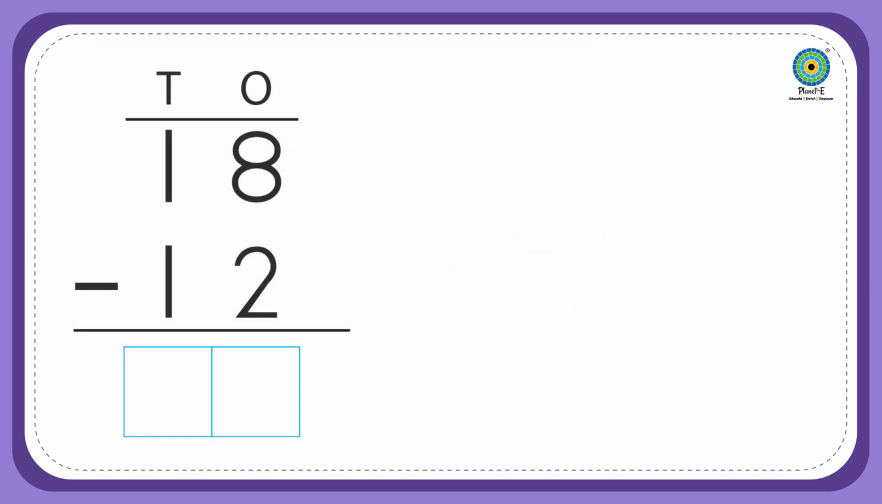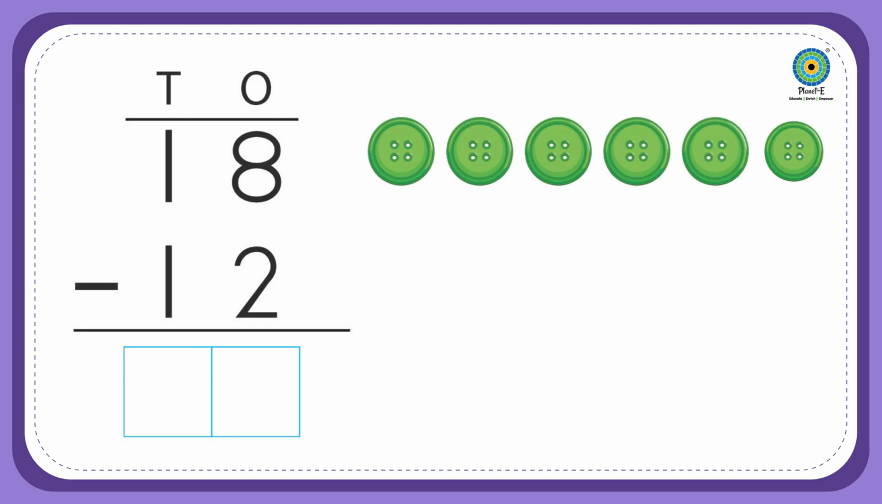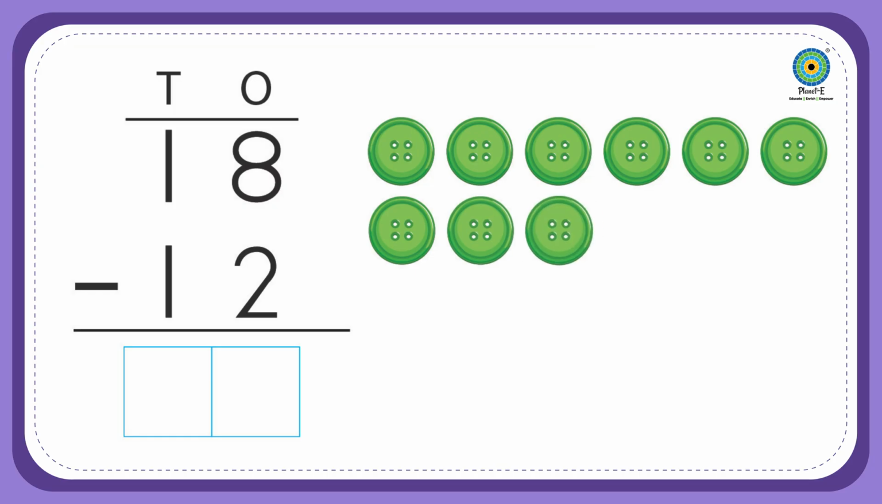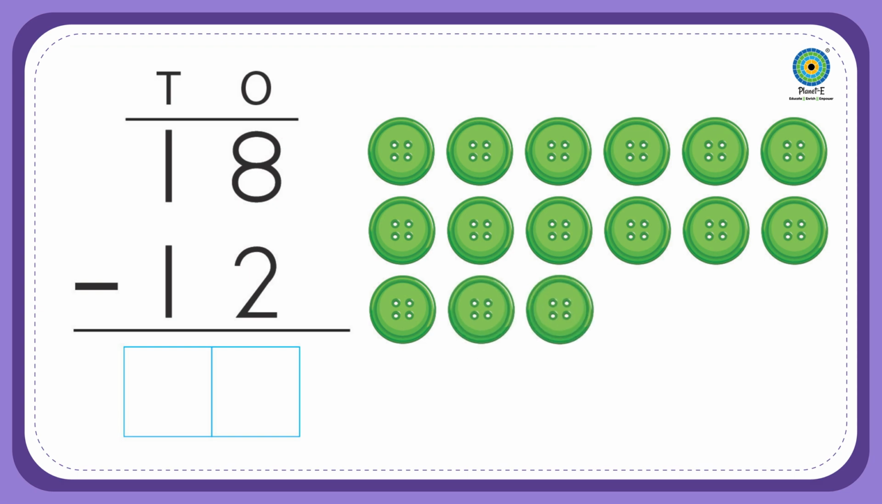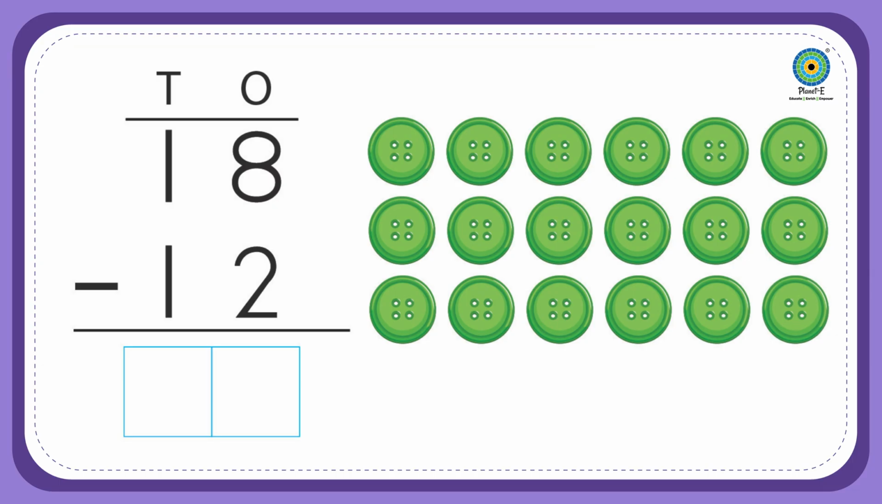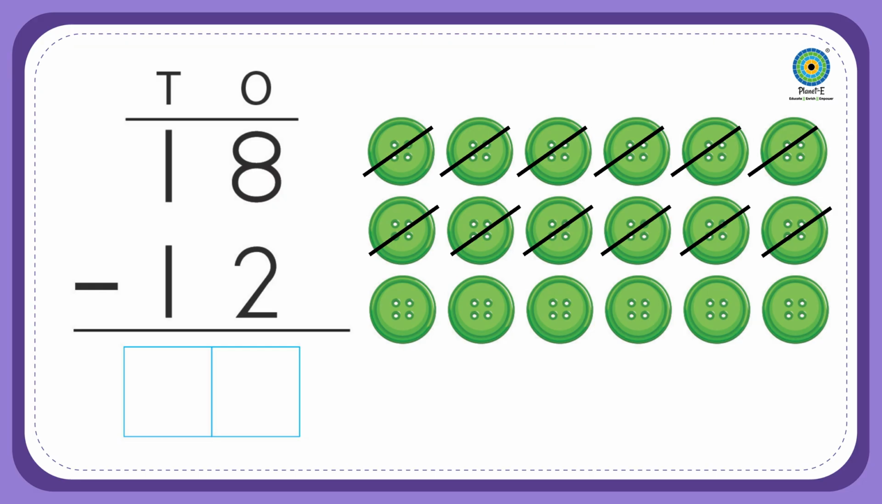The number in first line is 18. So we will draw 18 objects. 1, 2, 3, 4, 5, 6, 7, 8, 9, 10, 11, 12, 13, 14, 15, 16, 17, 18. The number in second line is 12, so we will subtract 12 objects. 1, 2, 3, 4, 5, 6, 7, 8, 9, 10, 11, 12. 18 minus 12 is equal to 6, so total 6 objects left.